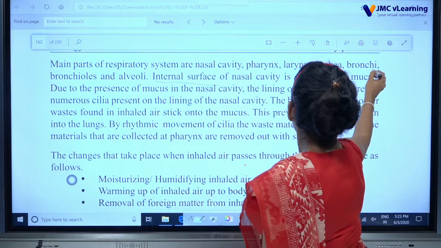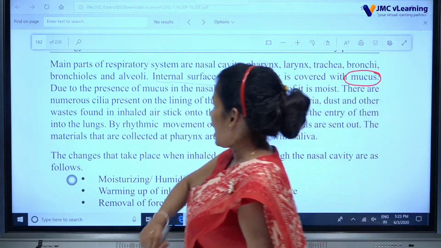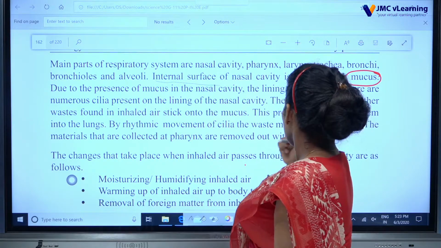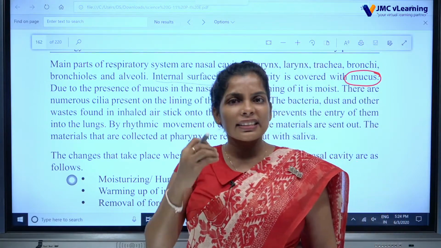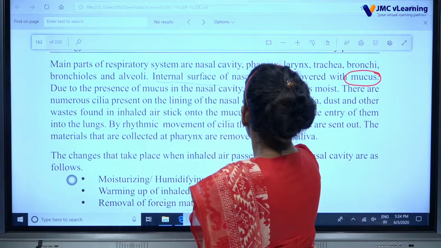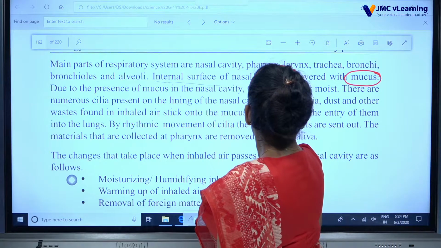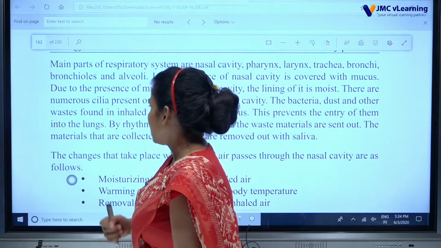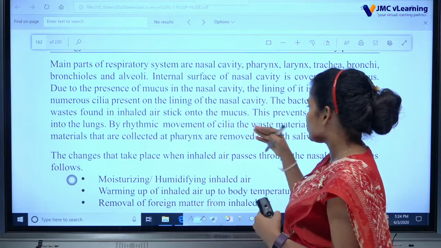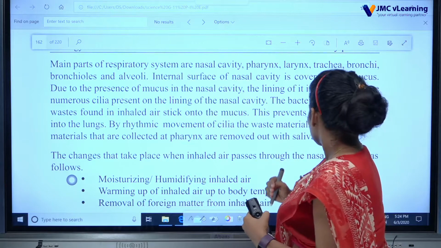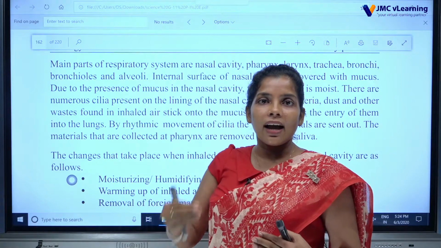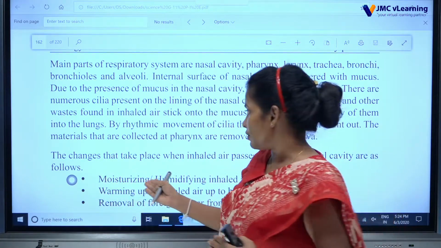The internal surface of the nasal cavity is covered with what? Mucus, this one. Due to the presence of mucus in the nasal cavity, the lining is moist, and it has cilia that protect from dust particles and prevent them from entering the lungs by rhythmic movements. What happens? Waste materials are sent out because of the rhythmic movement of cilia, and dust particles move out.